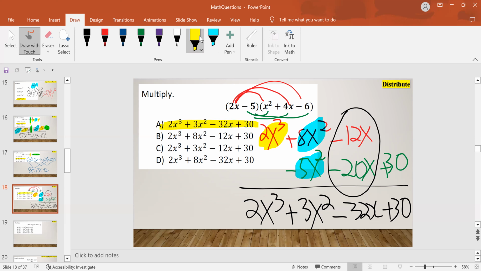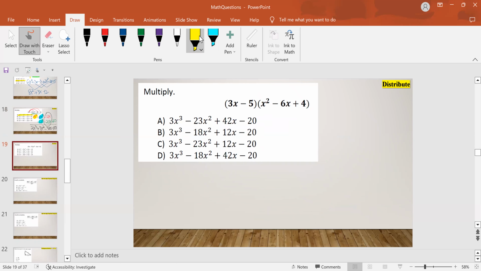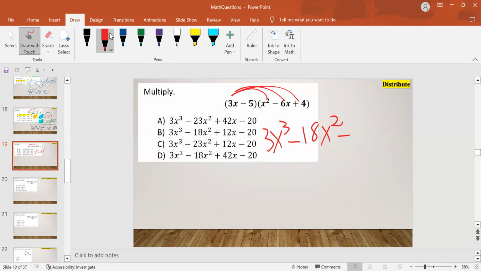I will check 2x cubed plus 3x squared minus 32x plus 30. Okay, a similar question is this one. So again, we're going to distribute. Therefore, we're going to have all these 3. So 3x to the third power minus 18x squared plus 12x.